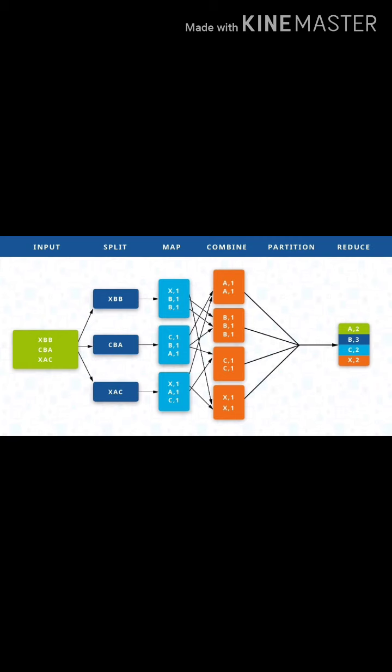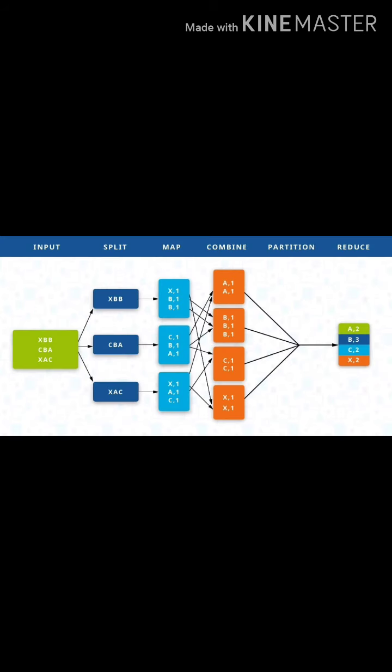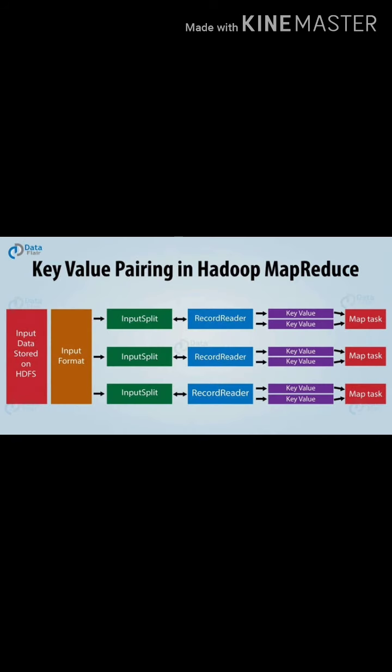The input to a MapReduce job is divided into fixed-size pieces called input splits. An input split is the chunk of the input that is consumed by a single map. Mapping is the very first phase in the execution of a MapReduce program. In the mapping phase, the data in each split is passed to a mapping function to produce output values.